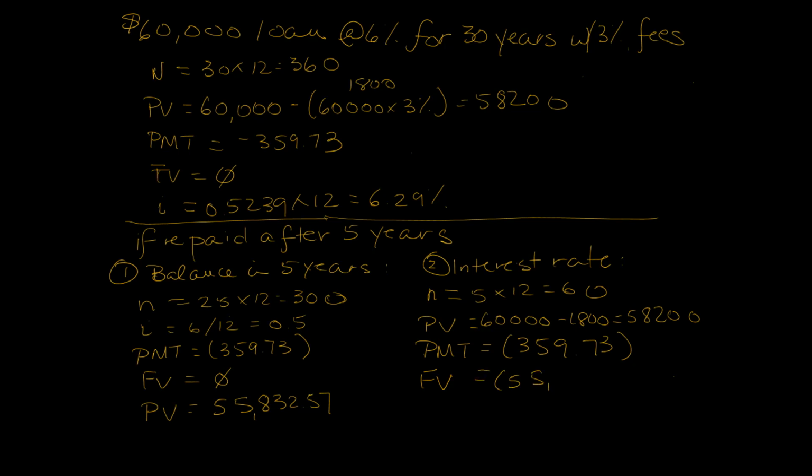The payment is still negative $359.73, and the future value is what we solved for as the remaining balance after 5 years, or a negative $55,832.57. Now we can solve for the monthly interest rate, and we'll get 0.5609. If we multiply that by 12, we'll get the nominal effective interest rate, which will be 6.73%.